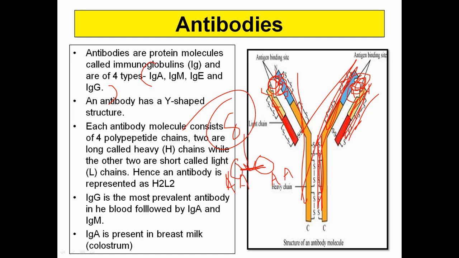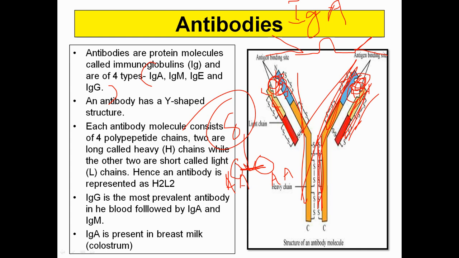I just want to discuss a little bit about the structure. It is a Y-shaped structure. The normal structure is Y-shaped. But in case of IgA, we have a dimeric form. That is, here is one Y and we have another Y over here. Okay, this kind of a structure. Dimer structure can also be there.